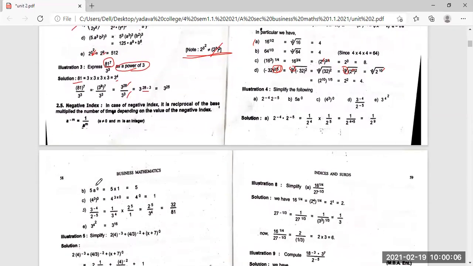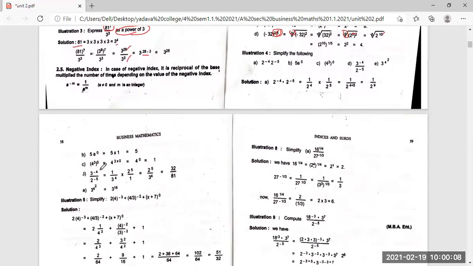So 2 to the power of minus 4, into 2 to the power of minus 5. That can be converted into 1 divided by 2 to the power of 4, into 1 divided by 2 to the power of 5. That is 1 divided by 2 to the power of 4 plus 5, 1 by 2 to the power of 9. So next problem, 5 into a to the power of 0. You all know a to the power of 0 is equal to 1. So we have given 1. So 5 into 1 is 5.